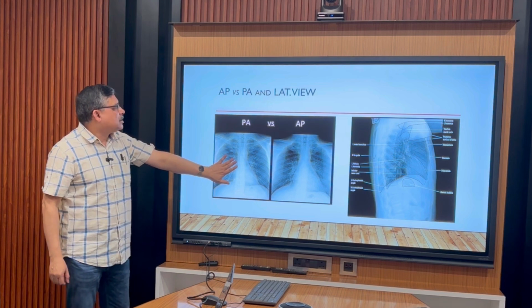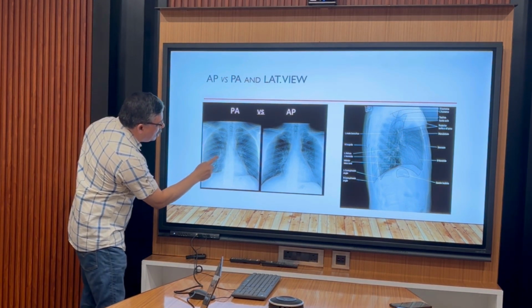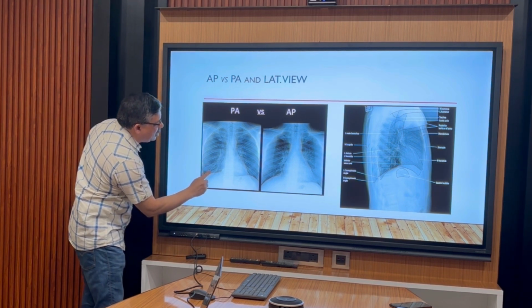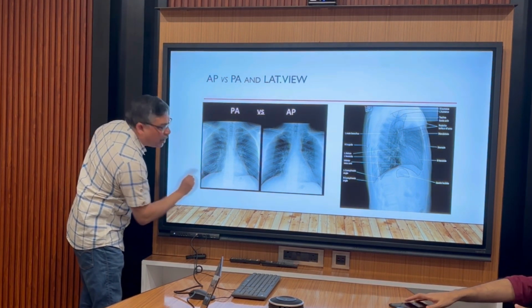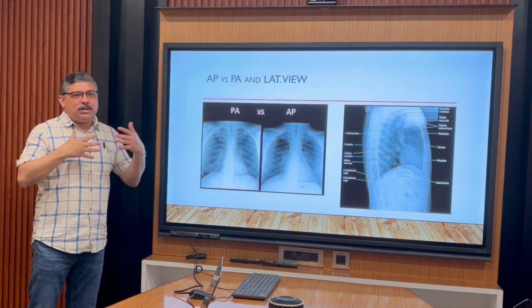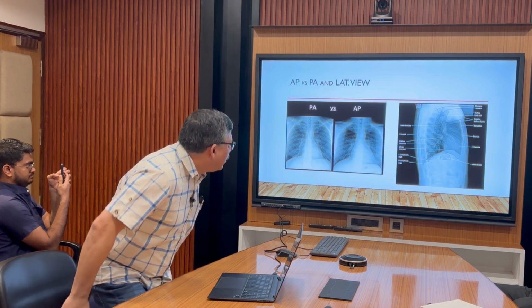This is a well exposed film, and you see 1, 2, 3, 4, 5, 6. The sixth anterior rib bisects the middle of the diaphragm. So this is the inspiratory phase, the normal inspiratory phase X-ray.